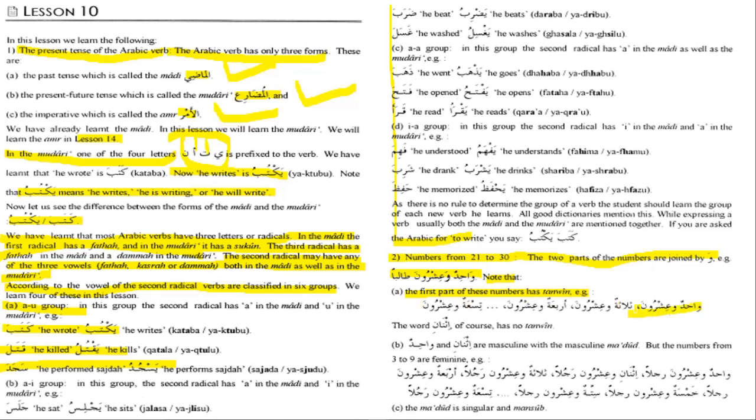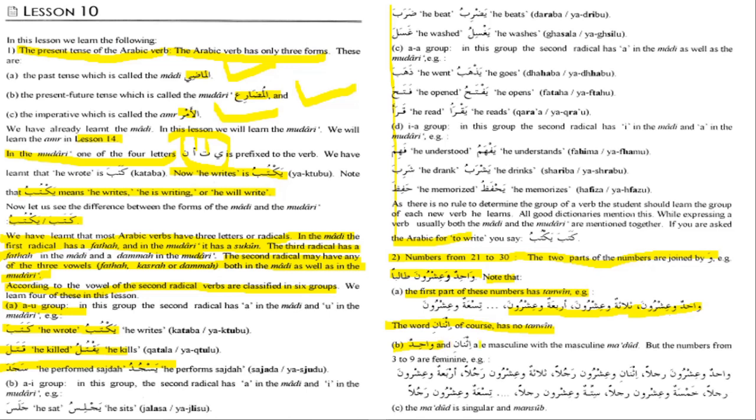And then you have thalathatun wa ishruna as an example, arba'atun wa ishruna, and the likes. The word ithnani, of course, has no tanween. So the exception to the tanween of the first part is ithnani and ithnatani.